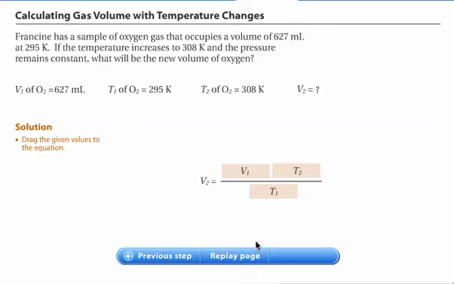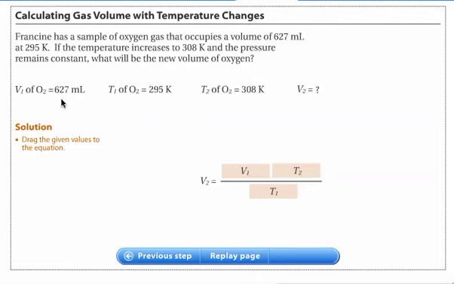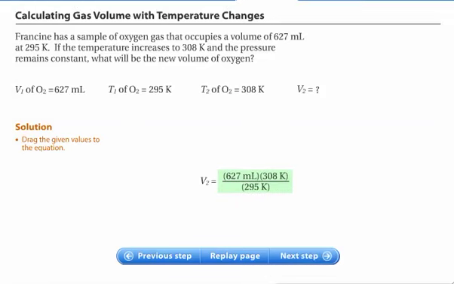Once you have the equation set up, now it's just going to be basic math. We're going to go ahead and just put in our values. So V1 had a value of 627 milliliters, T1 was 298 Kelvin, T2 was 308 Kelvin, and now all we have to do is do our calculation.